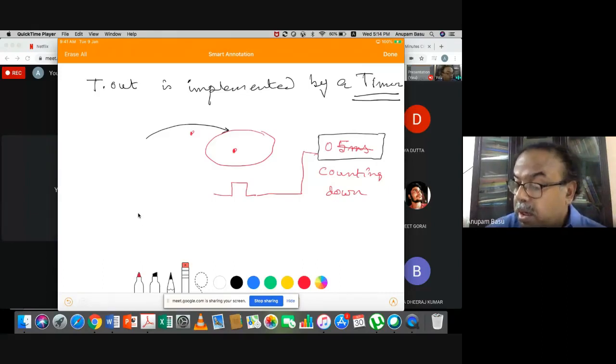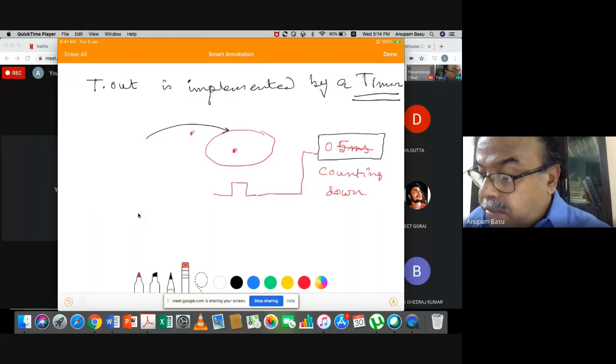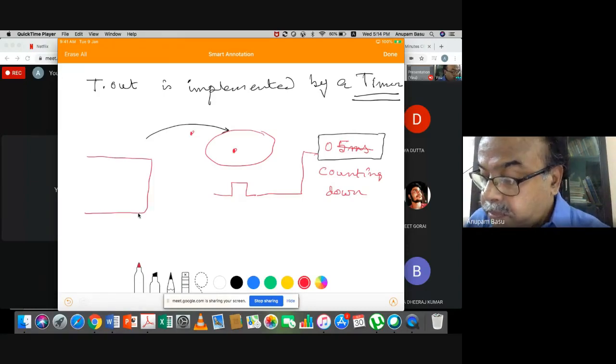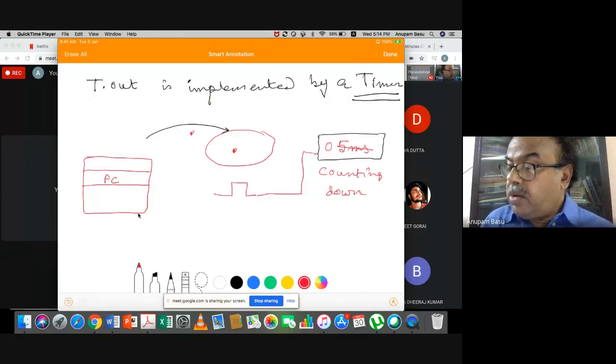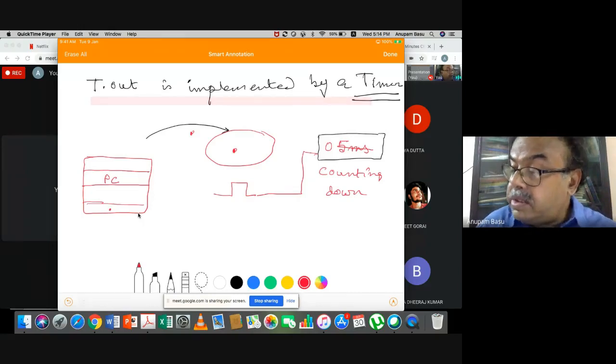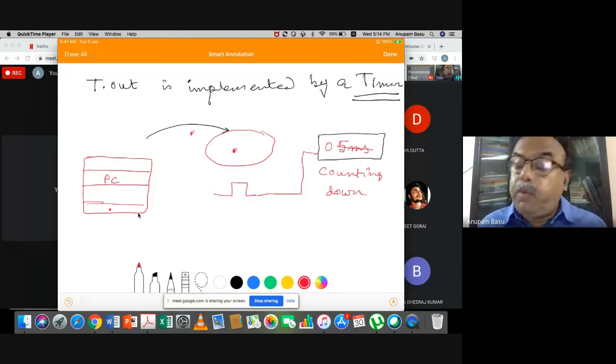Now you have to tell me something more. Where was my CPU? Let me draw the CPU here. Now the CPU had a program counter, and that program counter was loaded with the red program, right? Now the timeout has happened. The red program was occupying the ALU or whatever. Now the timeout has occurred. Now PC is loaded with the program counter value of what? Which program?